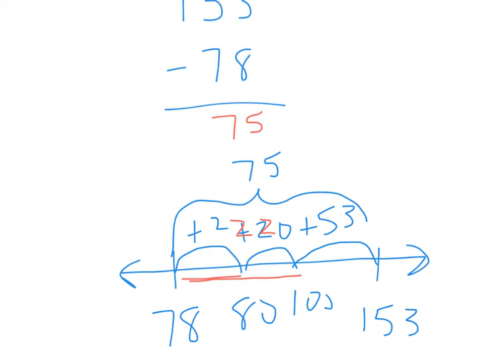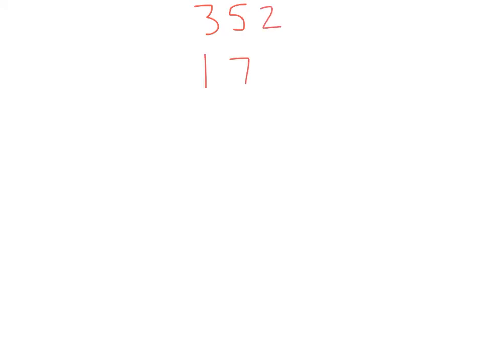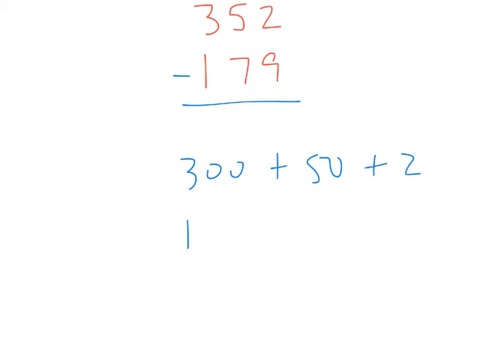We also do keeping the idea of place value in negative numbers, which is another one. So let me show you how that one works. Place value in negative numbers is the idea of saying, if we had 352, we're going to take away from that 179. Well, we have 300 plus 50 plus 2. We have 100 plus 70 plus 9.